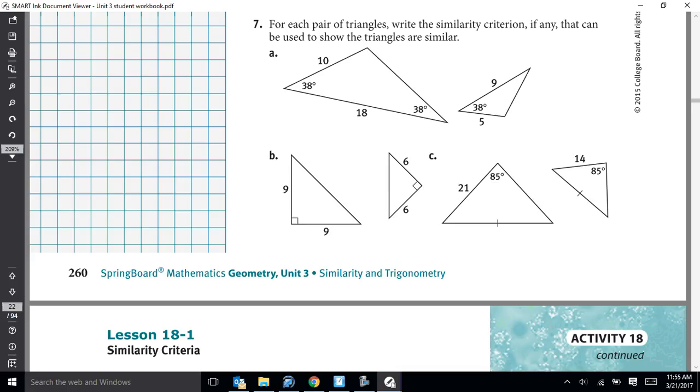So now let's look at number 7 and let's determine the similarity postulates. Let me pause. Hold on.